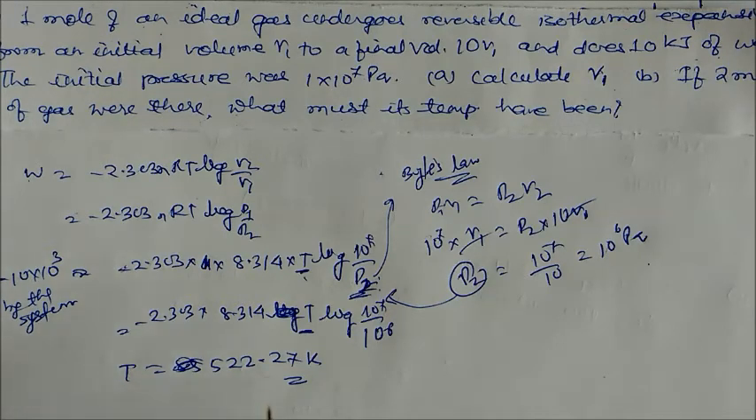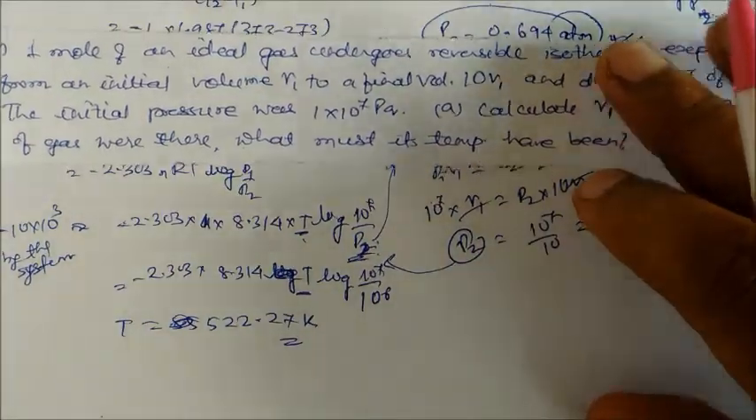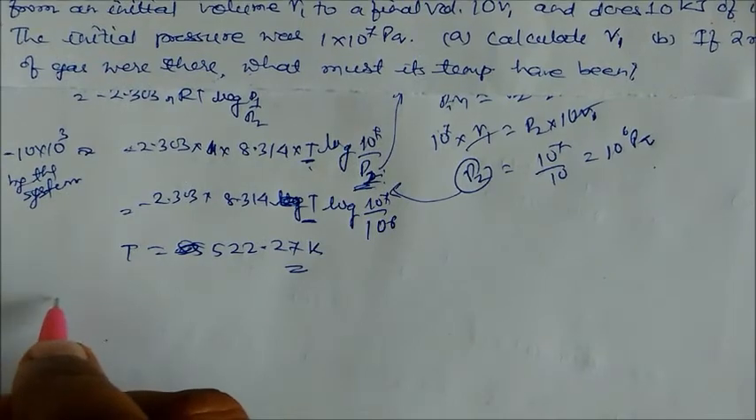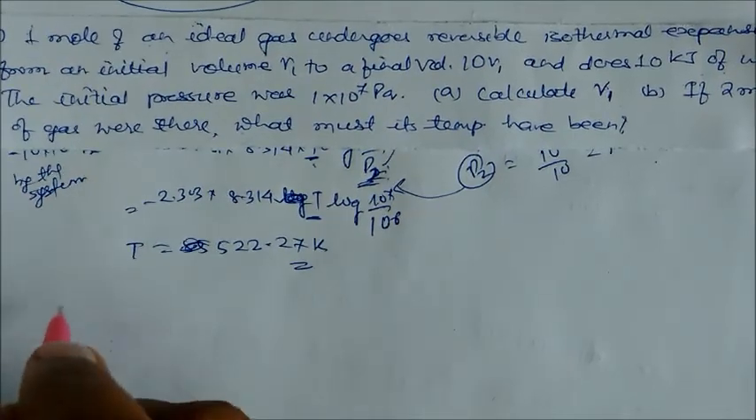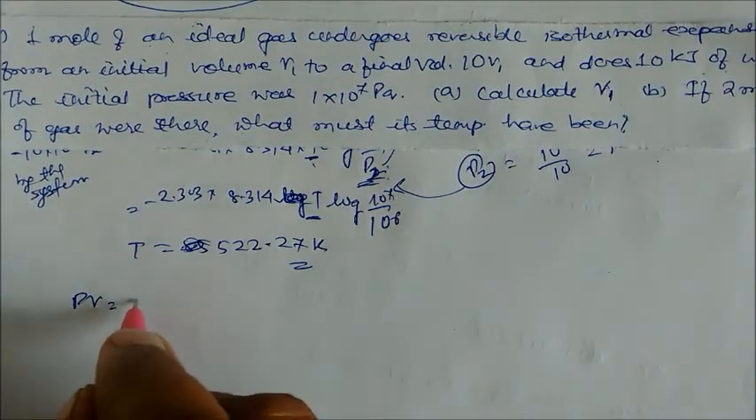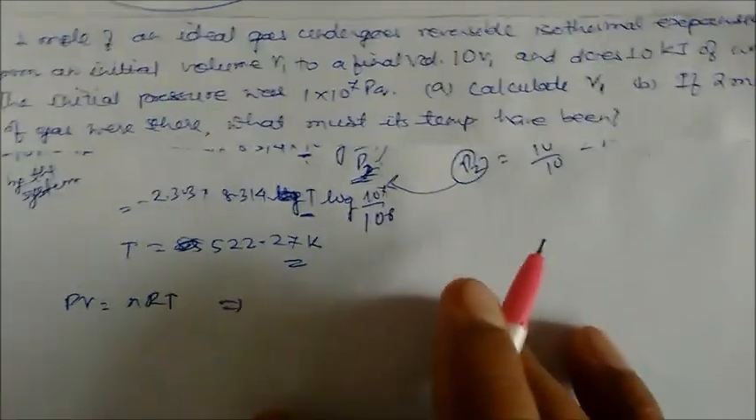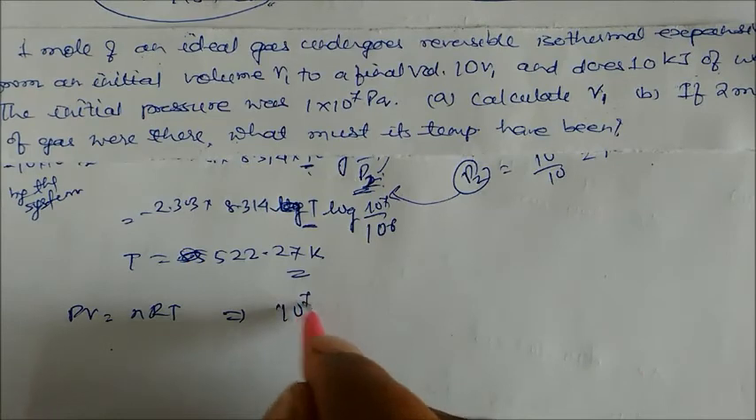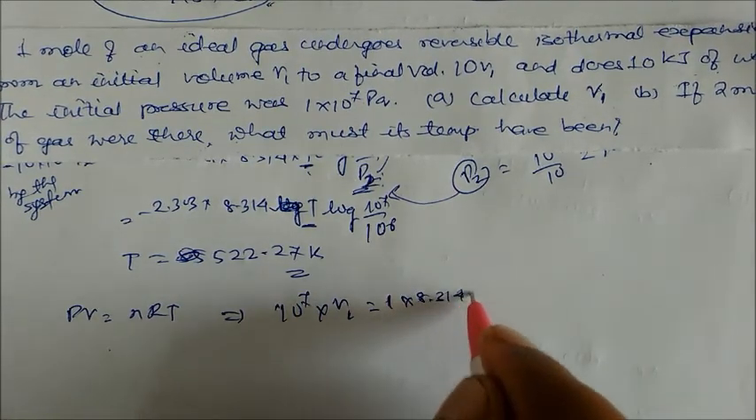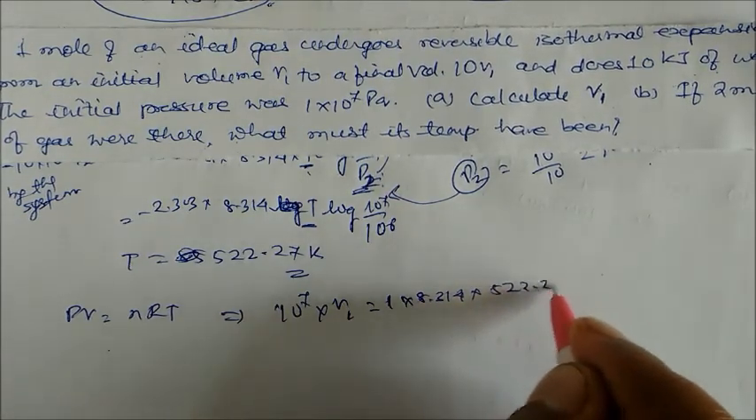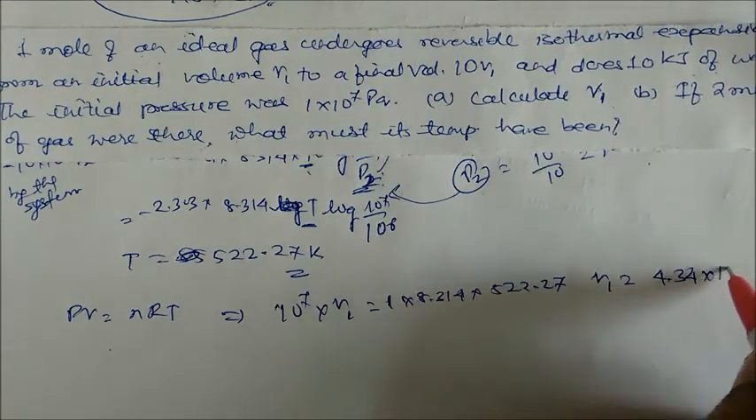So what is the volume? We can find the volume over here using the ideal gas equation. PV equals nRT. In this case pressure is given, 10 to the power 7 into V1, equals 1 into 8.314 into the temperature 522.27. So we get the value V1 equal to 4.31 into 10 power minus 4 meter cube.